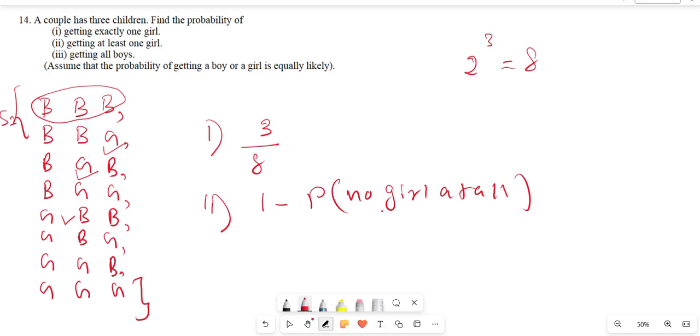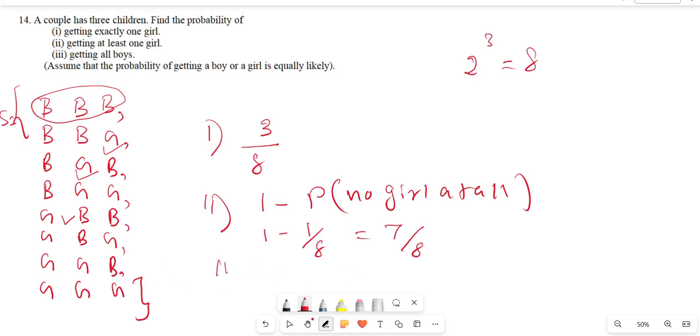Here it is 1 minus P(no girl at all). No girl at all means 1 divided by 8. So 1 minus 1 divided by 8 is 7 divided by 8. You can use this method, or just looking at the sample space you can see that only in this place you are not getting a girl. In all the other cases you are getting a girl. If you count these, that is 7 divided by 8.